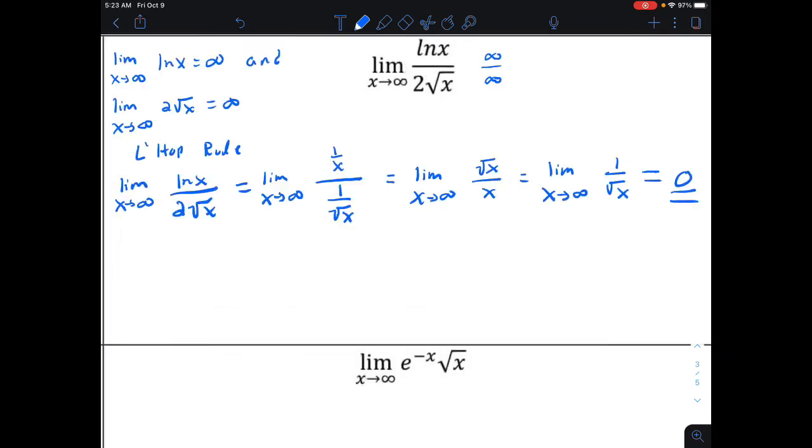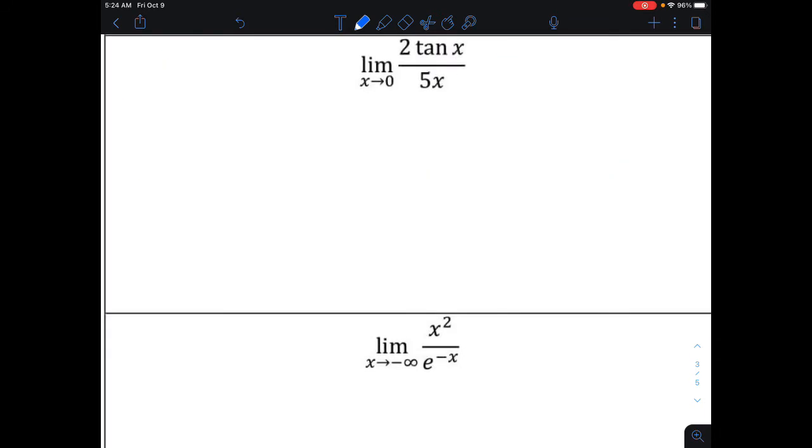All right, looking here, limit as x approaches 0 of 2 tangent of x over 5x.